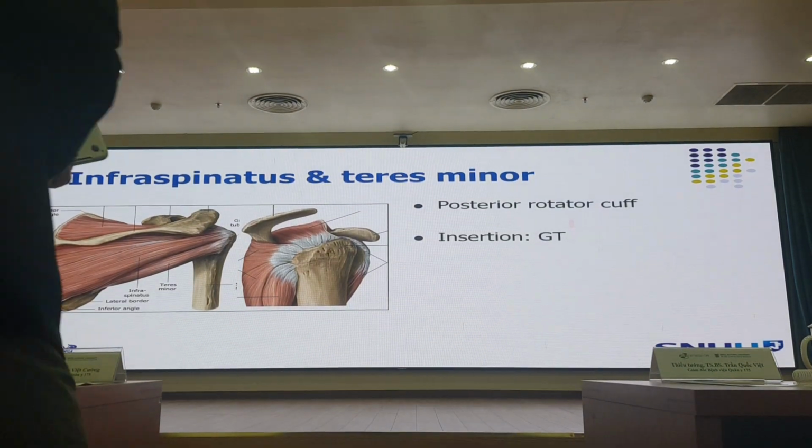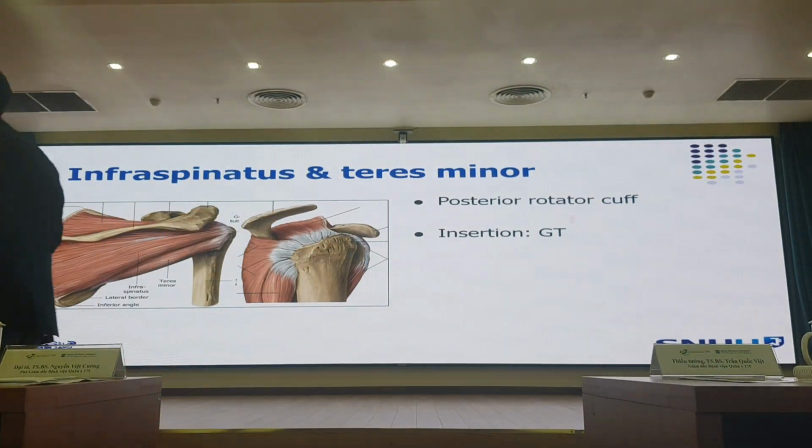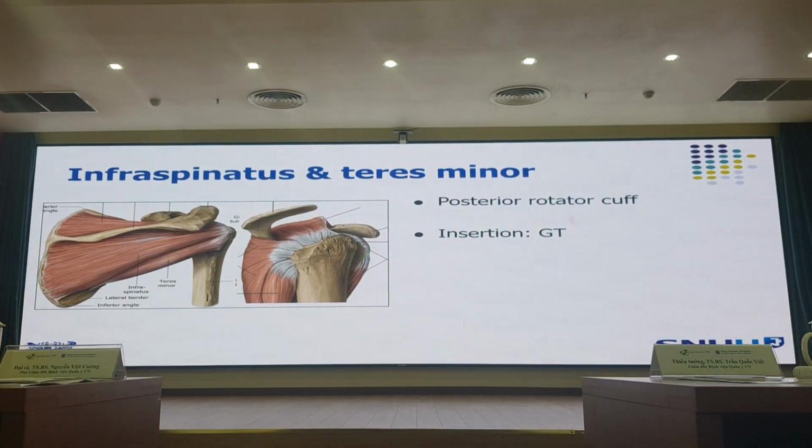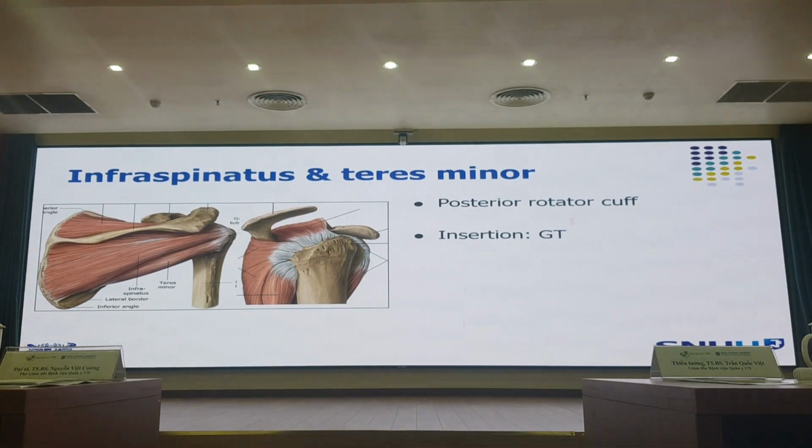After that, I always check the rotator cuff muscles, the infraspinatus and teres minor. They are posterior to the cuff and inserted into the GT.